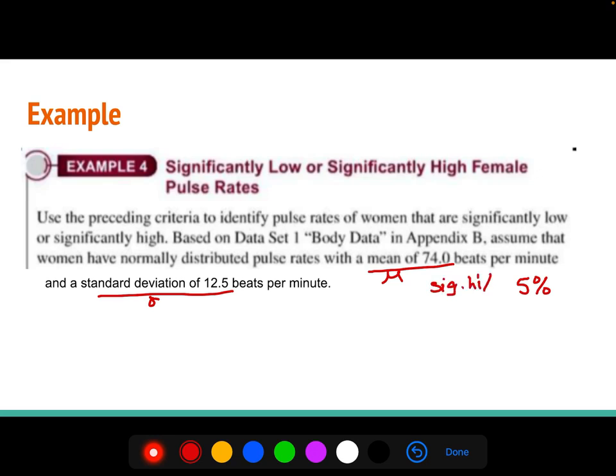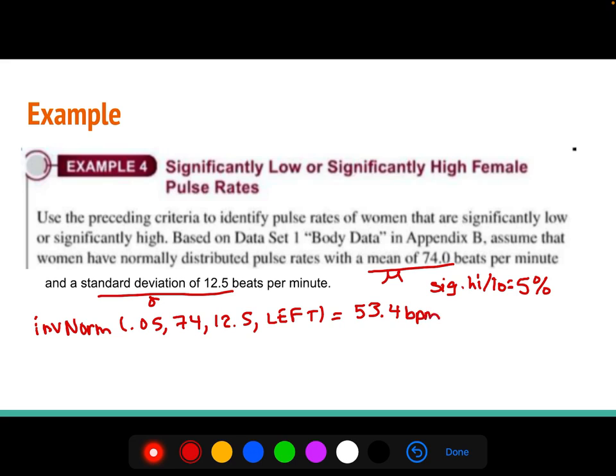That was our little criteria before. It was the 5% rule. So we're going to do the inverse norm of 0.05, because we're going to change that to an area, of 74, 12.5, and to the left. And that tells us that that small range is 53.4 beats per minute.